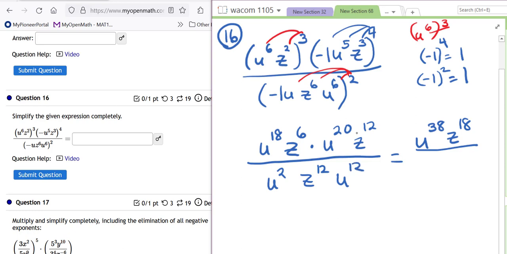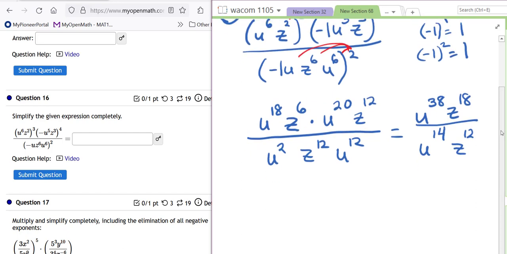All right, I already cleaned that numerator up. And so for the denominator, these u's can go together. They're straight across, so they're going to keep the base and add. So this is going to be u to the 14 and z to the 12th here. All right, now parentheses are all gone.